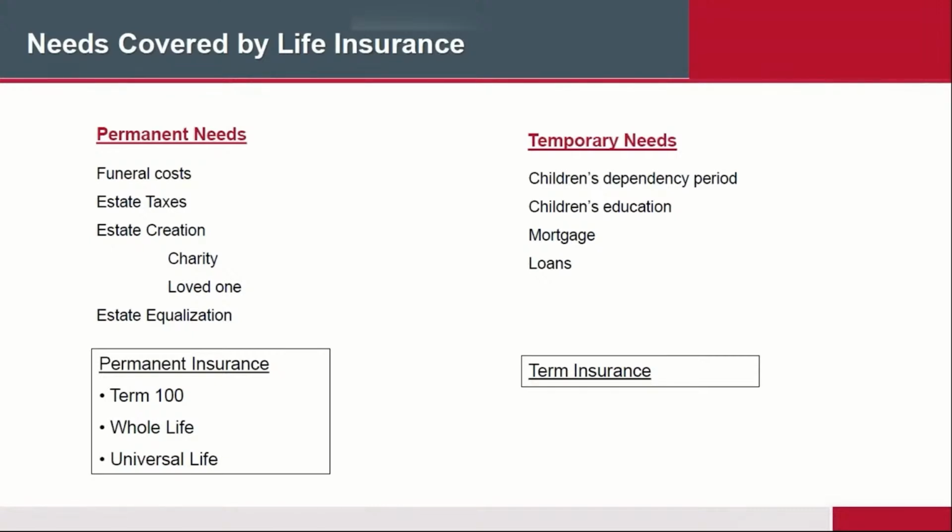Okay, and of course the other one is estate equalization. So let me explain that very quickly. Let's say that you had a cottage. The cottage was worth $500,000. You got 4 kids. And one of the children really would like to have that cottage. The other 3 aren't really all that interested, but obviously they want to have the equivalent value of the cottage. Okay. Well, how can you do that?